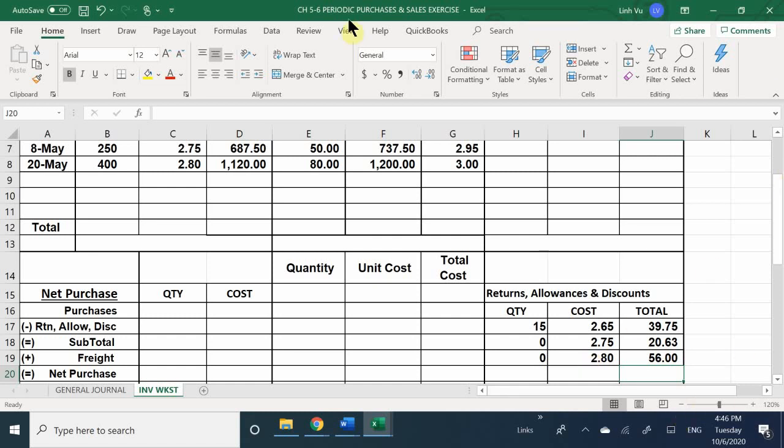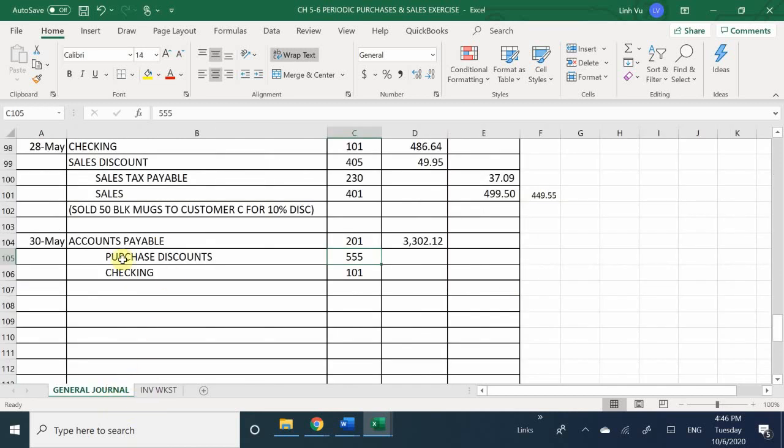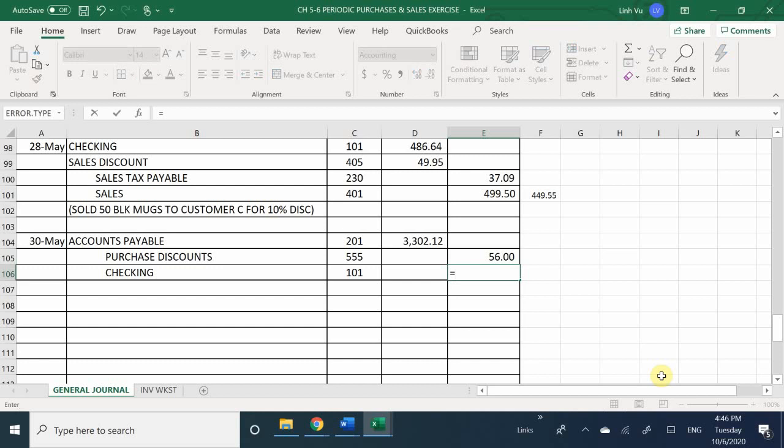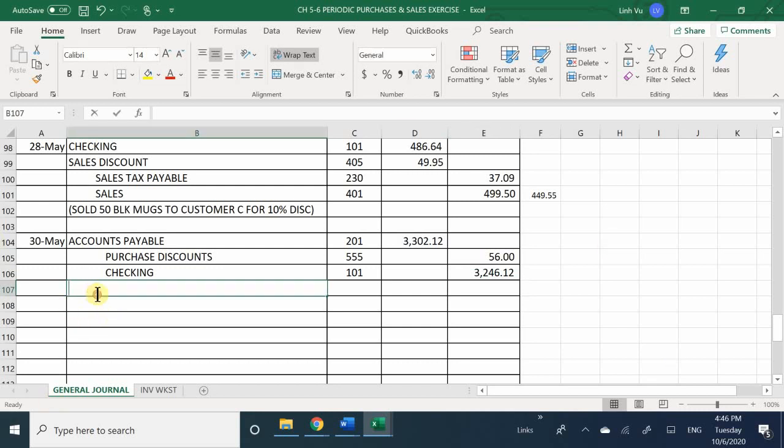So now that we've calculated here, let's go back to our journal because we don't need to calculate it in our journal. We already know how much the discount is. So the discount is $56. Therefore, my check that I'm going to be writing out is going to be for $3,246.12. That is correct. And I'm going to indicate here that the vendor that I paid was Cuppies Co. Okay, and I paid him with check number 201, and that should be good enough.